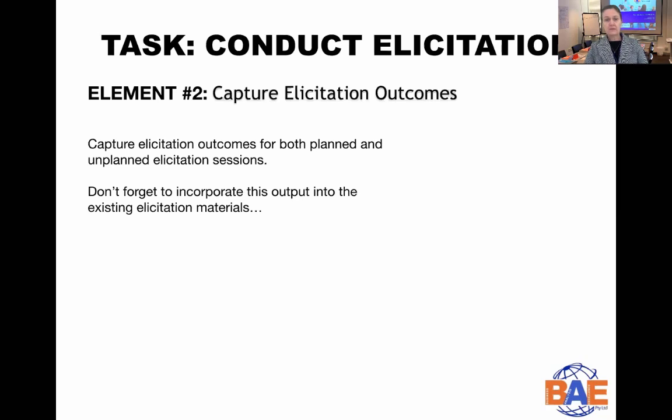So make sure that you keep track of all the different types of elicitation results. And of course, then don't forget to incorporate all of the output that you've done during your workshop or your interviews and put that into your existing elicitation materials.